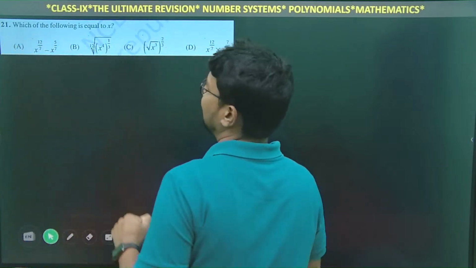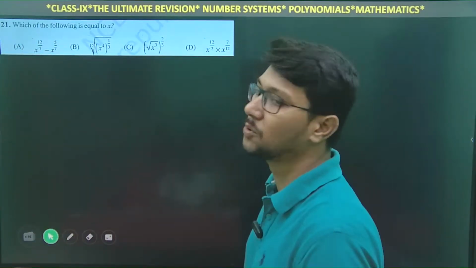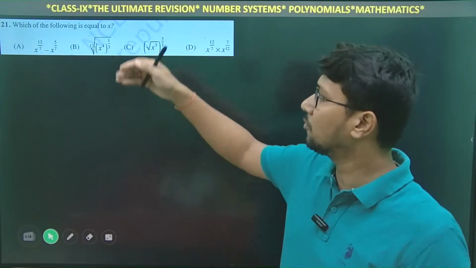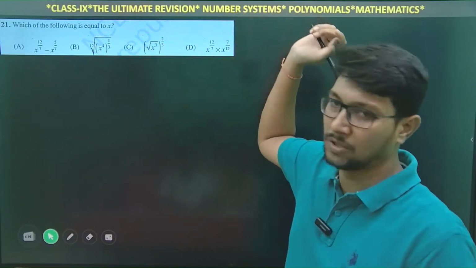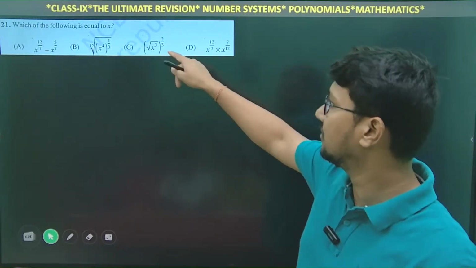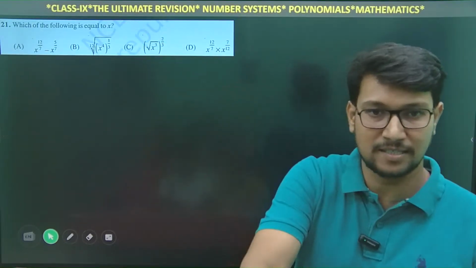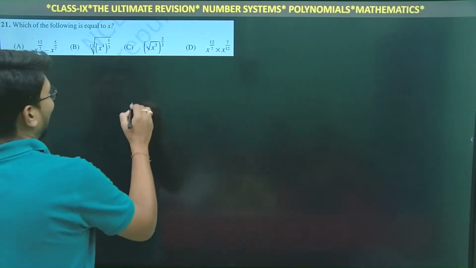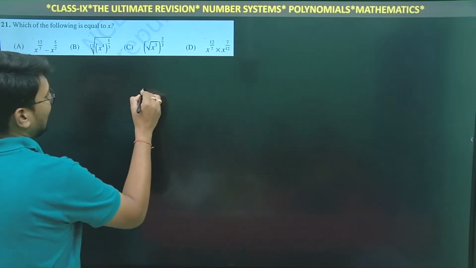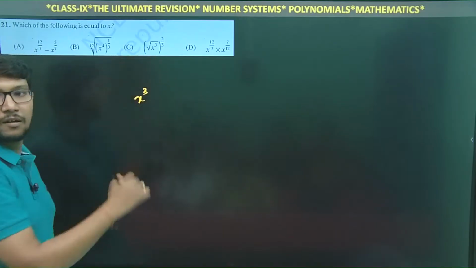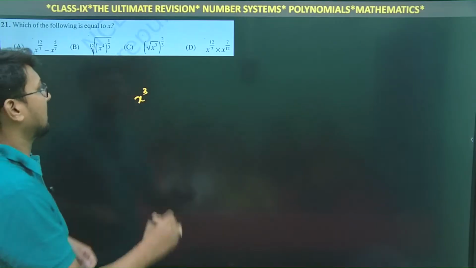See the next question. Which of the following is equals to x? Is equals to x means in this case you have to check each and every option. Every option. Okay, let us see. C is saying C, right? So let us check option C. Let us start from right. Option C.